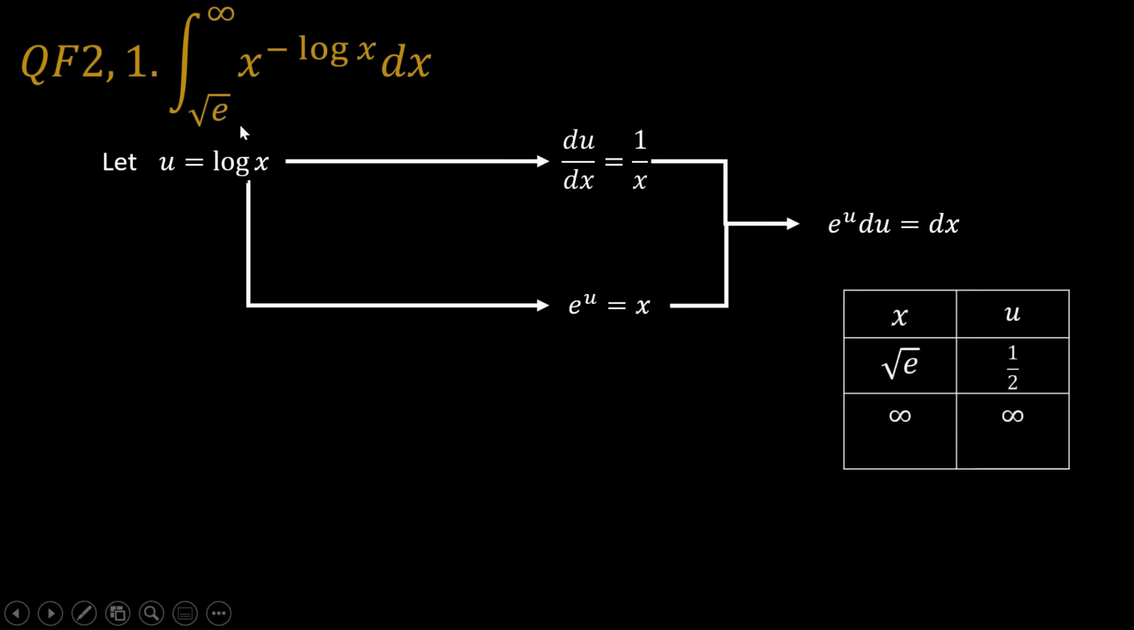And now transforming the limits, when x is equal to square root of e, which is the lower bound here, u is definitely log of square root of e, therefore taking half on the other side, log base e of e will be equal to 1, and therefore u is half. And when x is infinity, u still remains infinity. And so transforming that integral, we get the integral of x to the power minus log x from square root of e to infinity is the same as the integral of e to the power u to the power negative u times e to the power u from half to infinity.